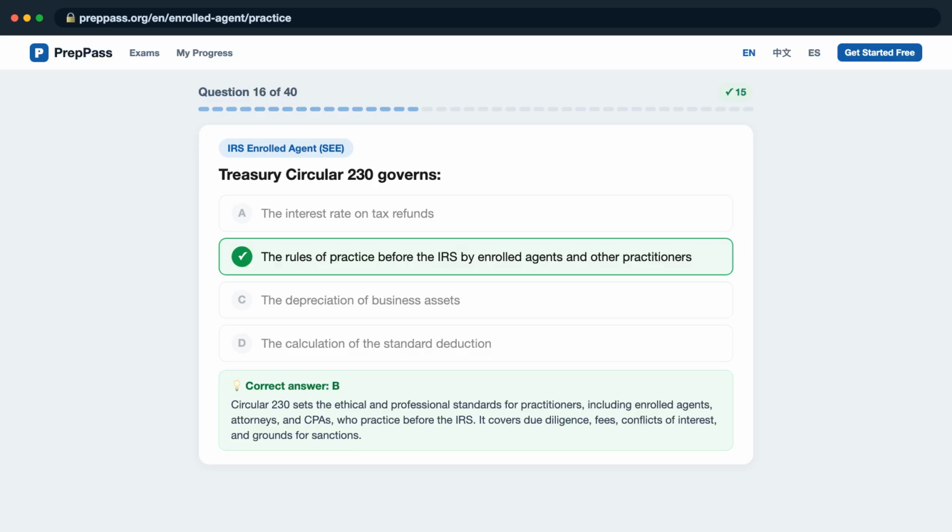Circular 230 sets the ethical and professional standards for practitioners, including enrolled agents, attorneys, and CPAs, who practice before the IRS. It covers due diligence, fees, conflicts of interest, and grounds for sanctions.